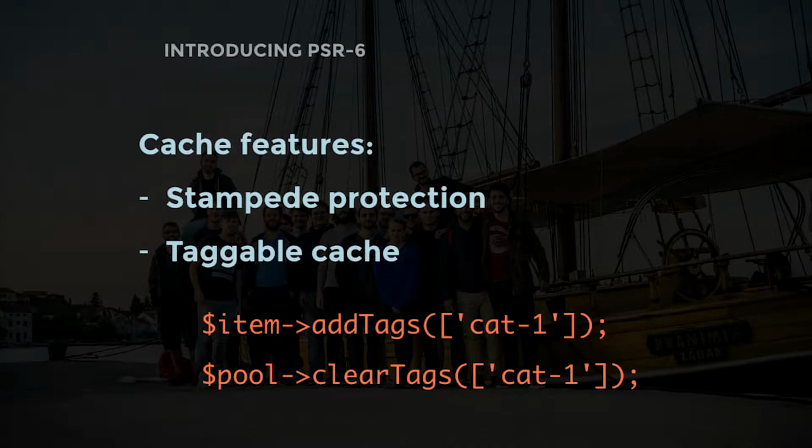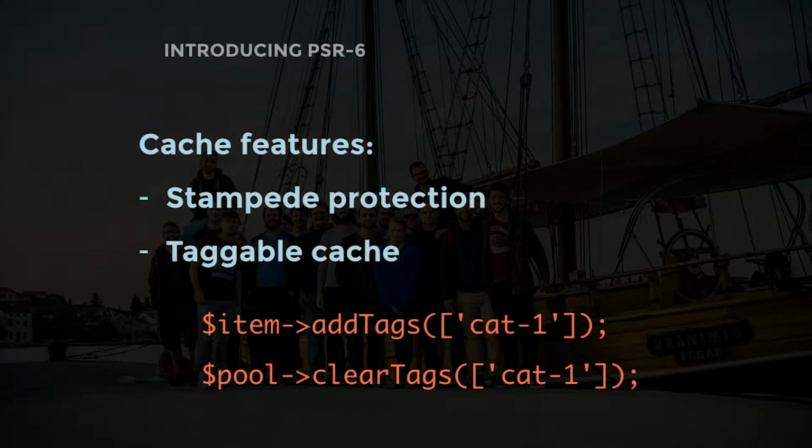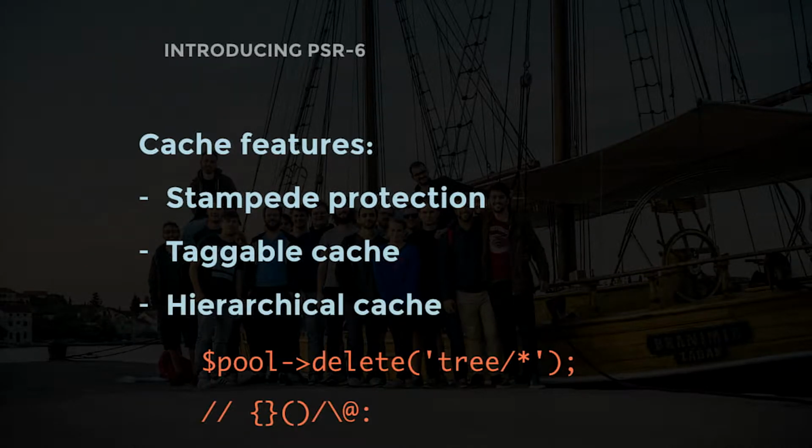Another feature you can add to the repository entity pattern is tagging. Anyone knows what cache tagging is? Not a lot of people, that's why you're here, that's good. It basically, you add some tags to items, and then you can ask the repository, delete all the items or drop all the items with this and this and this tag. So you can add tags to individual items, like add category 1 to this item, and then ask the pool to clear some items with these tags, right? Another feature is hierarchical caching. That's a hard thing to pronounce. I practiced for that.